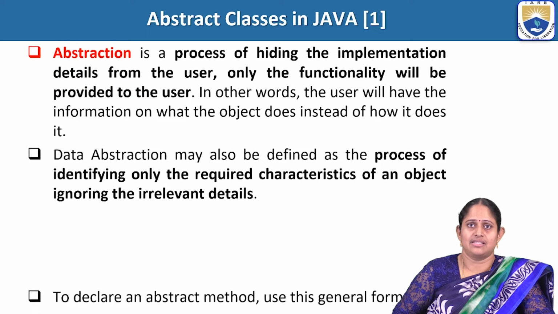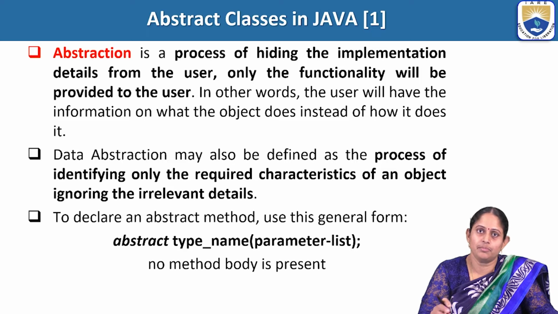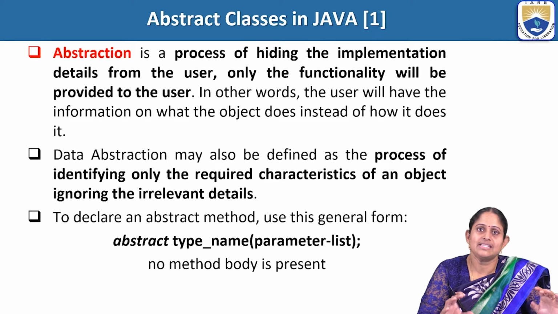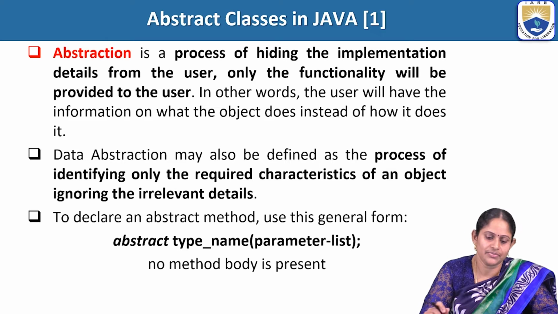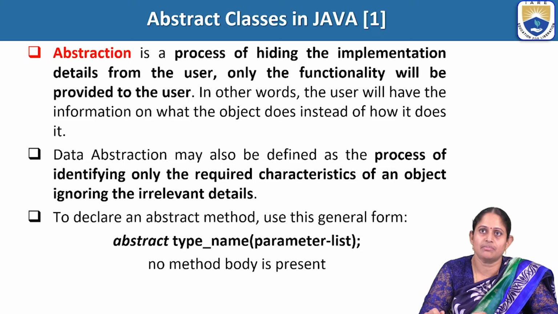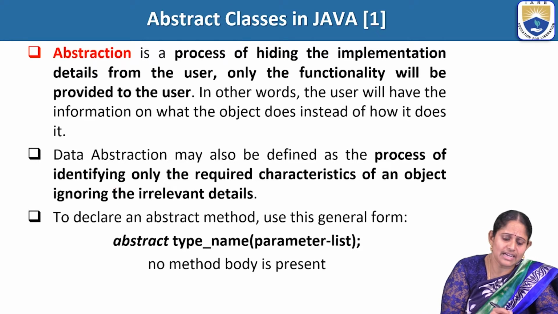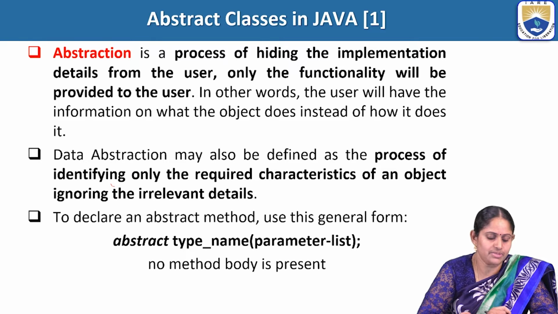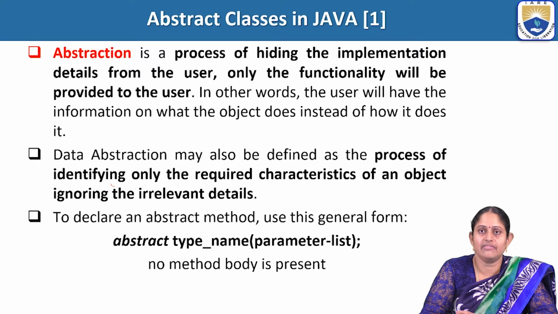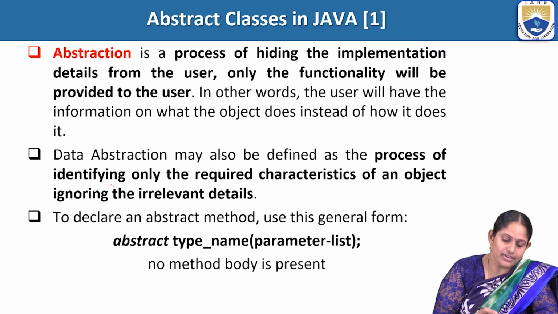So what are abstract classes? As we have seen, abstraction is one principle of object-oriented programming, wherein it hides the implementation details from the user. The process of hiding the implementation details from the user and only making the functionality visible to the user is abstraction. The user doesn't have to bother about how the object is working, but just has the information on what the object will be doing. So it identifies only the required characteristics of an object by ignoring the irrelevant details.